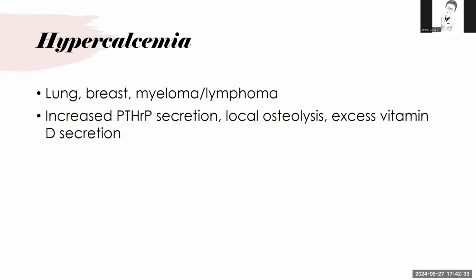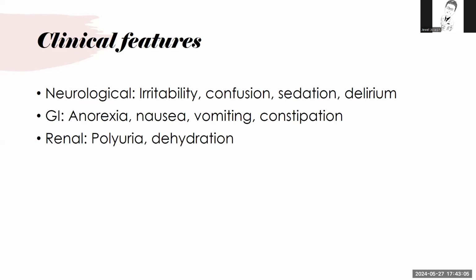So that is about bowel obstruction. We'll go to some metabolic abnormalities or dyselectrolytemias. First thing would be hypercalcemia. It most commonly occurs in lung, breast, myeloma and lymphoma. It can happen as a result of bone destruction causing hypercalcemia or as a result of paraneoplastic syndrome causing hypercalcemia. There are many proposed mechanisms for this: increased parathormone-related peptide secretion, local osteolysis, excess vitamin D secretion, etc. Next slide, please. These are all postulated mechanisms.